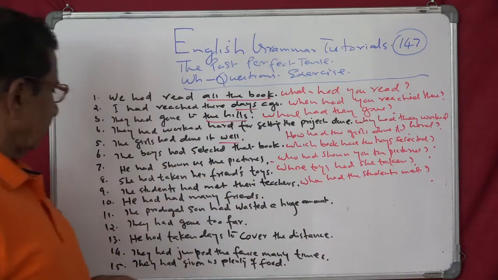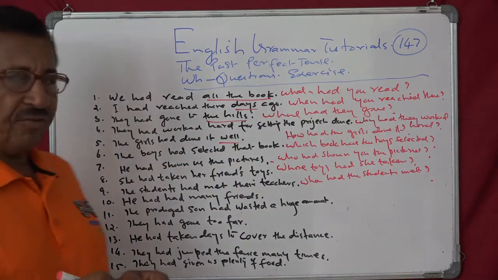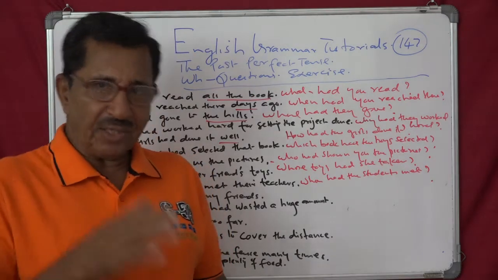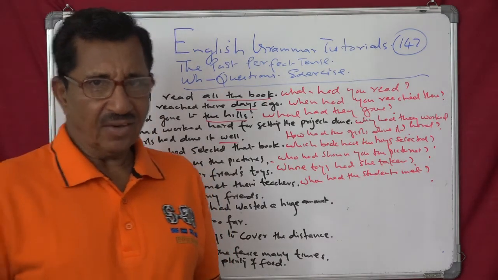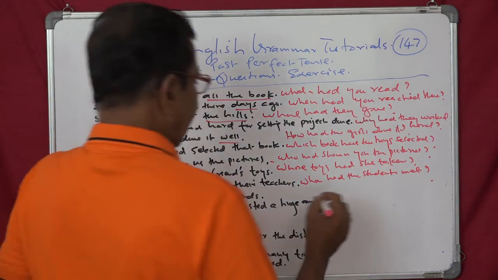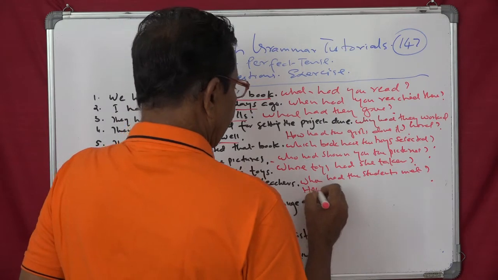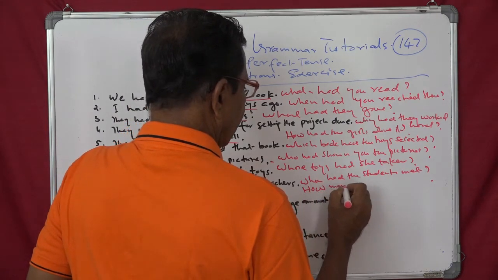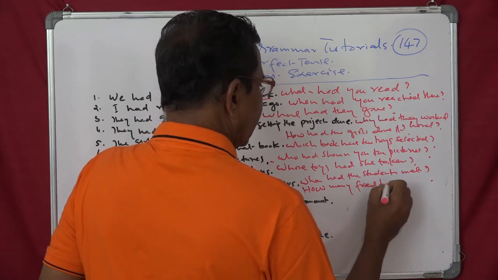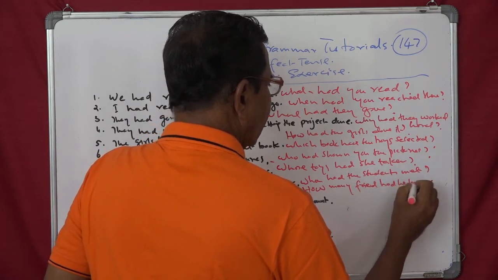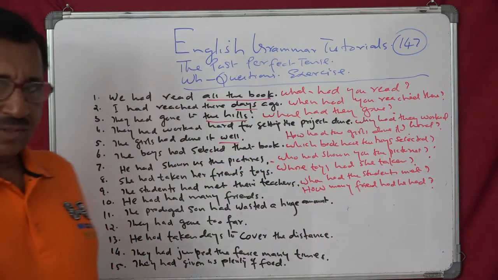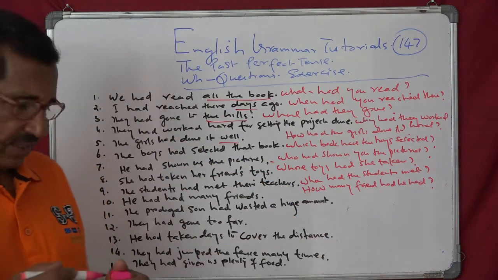And next, the tenth one is, he had many friends. The word had is the past participle of have. Okay, so how many friends had he had? The second had is the past participle. The first had is the past.